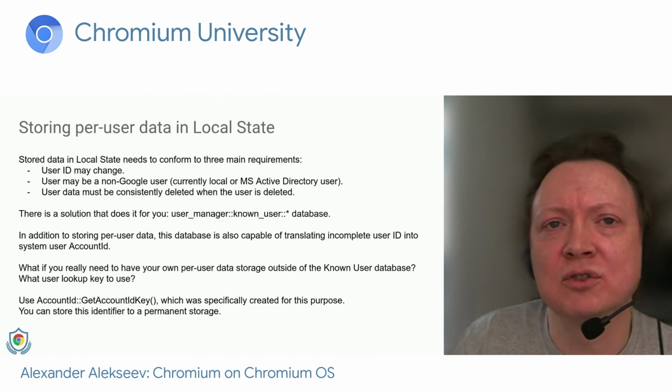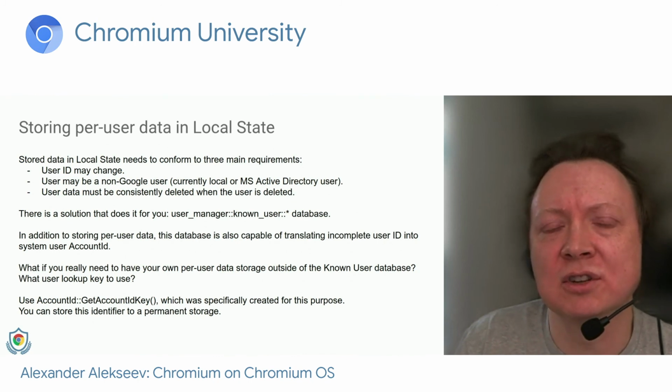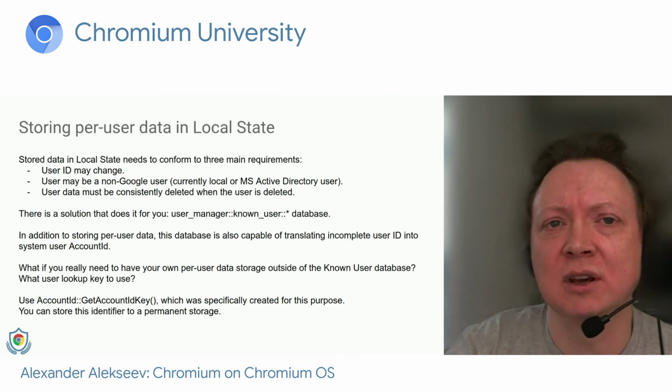Sometimes you may want to store some per-user data outside of the user crypto home so that it could be used before the user session starts. And local state is usually the default storage for this data. But storing user data outside of the crypto home needs to conform to three main requirements. User ID may change. User may not be a Google user. And user data must be consistently deleted when the user is deleted.